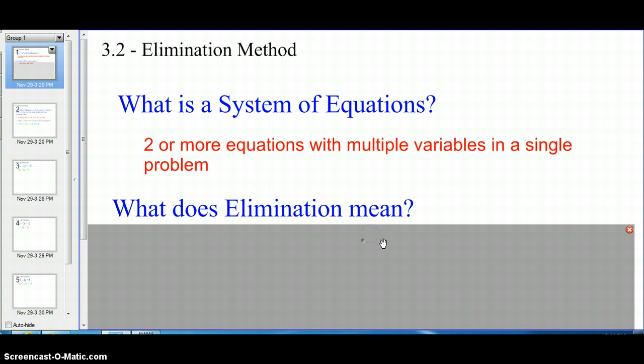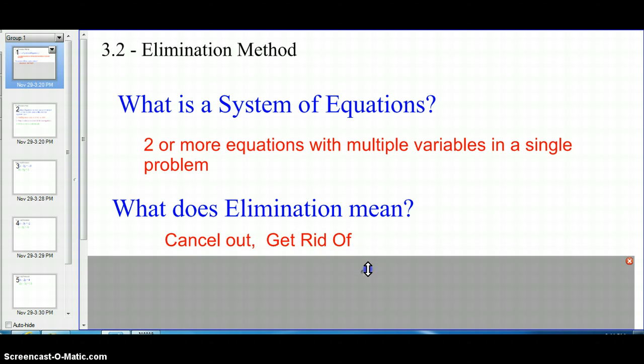With the elimination method, let's figure out what elimination actually means. So think about, what does eliminate mean for you? If you said it cancels out or getting rid of, then those are types of elimination. Some people say elimination means we take it away. Okay, so what we're going to do is cancel out, get rid of, or take away one of our variables.